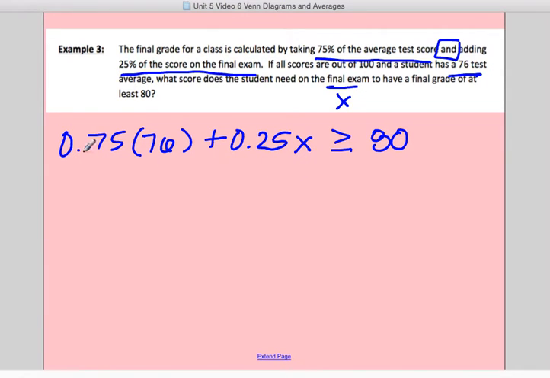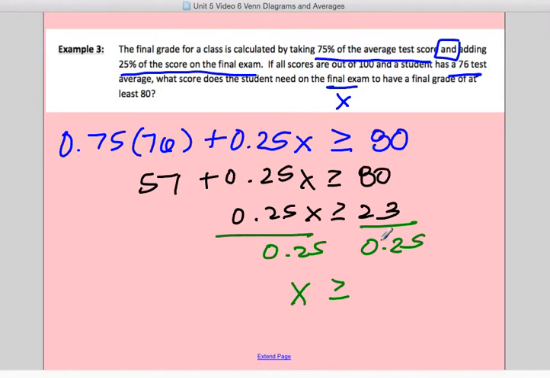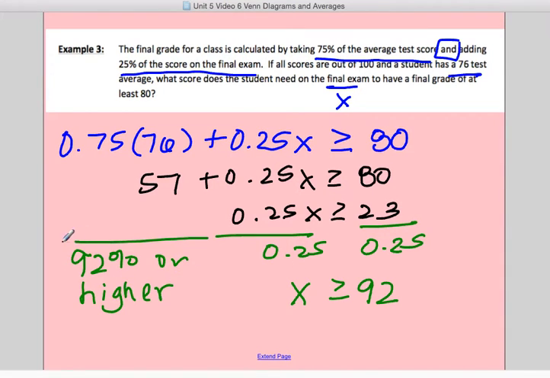So what we need to do is simplify. So 0.75 times 76 gives me 57, plus 0.25x is greater than or equal to 80. You would subtract 57 and get 23 from both sides. And then we would divide by 0.25. So x is greater than or equal to 23 divided by 0.25, which is 92. So what that means is that student needs to get a 92, or a 92%, or higher on their final exam to get a grade of an 80.